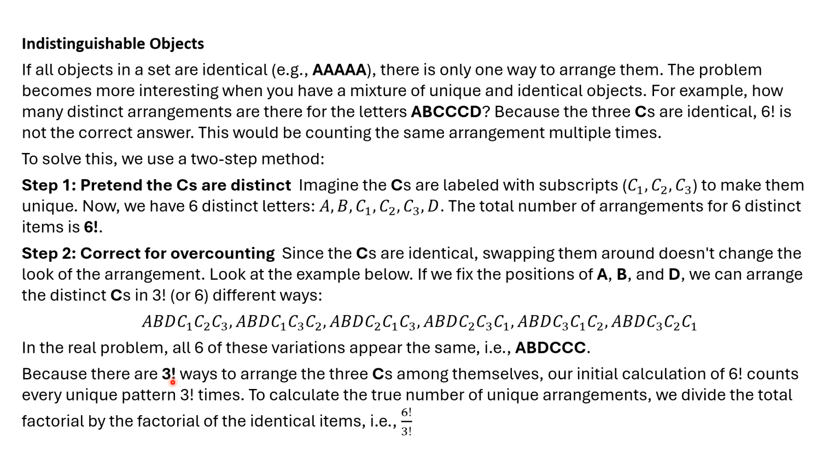Because there are 3 factorial ways to arrange the C's amongst themselves in any particular fixed arrangement for the A, B, and D, our initial calculation of 6 factorial counts every unique arrangement 3 factorial times. So to calculate the true number of unique arrangements, we need to divide the total, 6 factorial, by the number of repetitions of the C's. And so 6 factorial divided by 3 factorial is the solution to our problem.